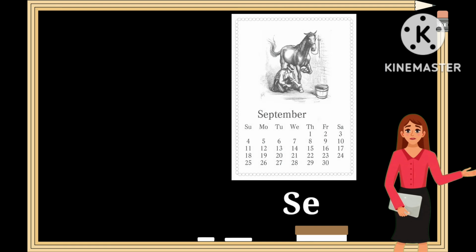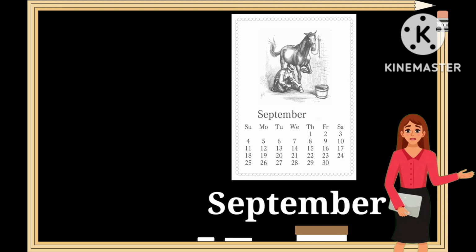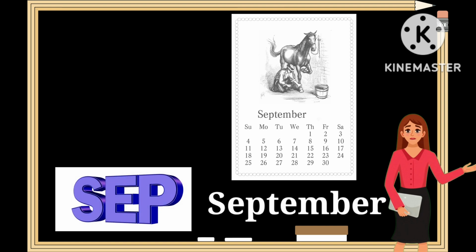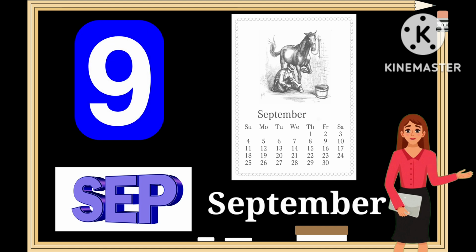This is the month of September. September. It is abbreviated as SEP. It is the ninth month of the year. It has 30 days.